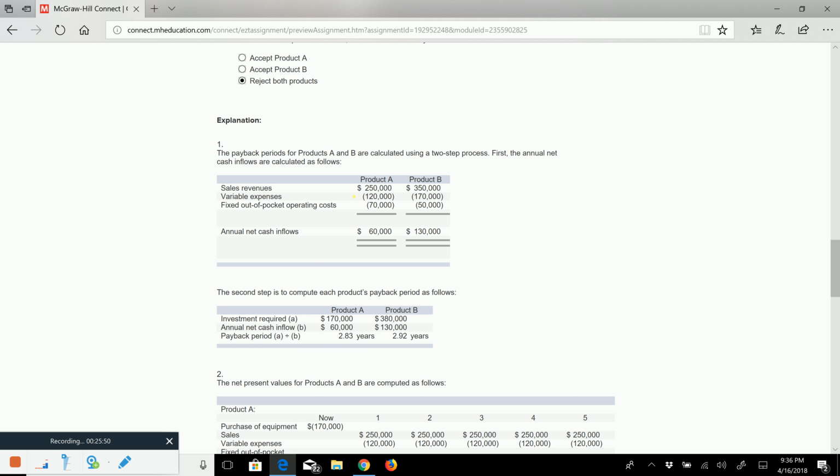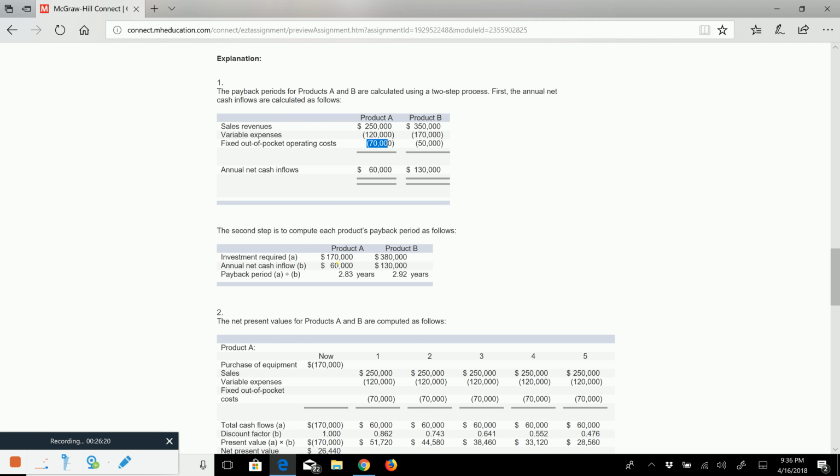The payback period, first you're going to compute the annual net cash inflows. So with the payback period, we're not talking about accounting income, we're talking about cash inflows. So as an example, product A, sales revenues of $250,000. I'm assuming we're going to be able to collect all of it. And we have the variable and the fixed expenses. As you can see, depreciation is ignored here. So that's $60,000. If we take our $170,000 investment divided by 60,000 cash inflow, you get 2.83 years.